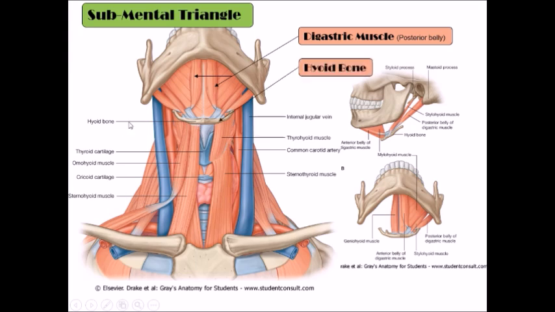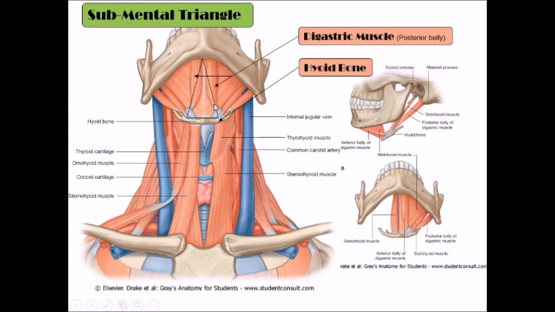So this is the triangle. This is the hyoid bone, and this forms the triangle. This is the submental triangle. It is below the mentum, so it is called the submental triangle. The two boundaries are the anterior belly of the digastric of one side, then the anterior belly of the digastric of the other side, and the base is formed by the hyoid bone.